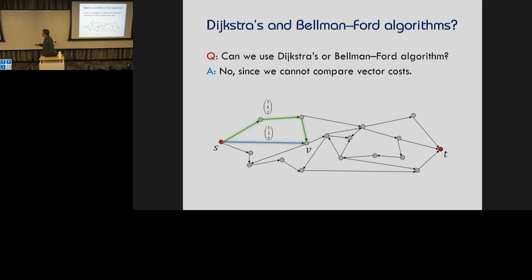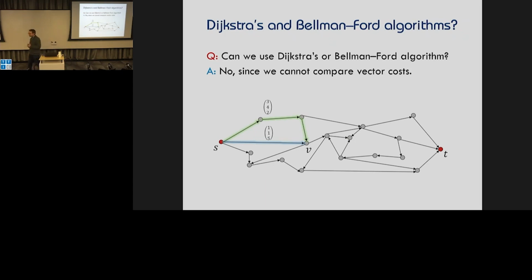And loosely speaking, the reason is as follows. So suppose that we are told that our shortest path from S to T visits some vertex V. And further, we consider two possible ways of getting from S to V, let's say along this path and along this path. Now, if the costs of these paths were just real numbers, we would compare these two costs and choose the cheaper one. That would be easy. But in the vector case, the costs of these paths are vectors, let's say this vector and this vector, and we don't really know which one of them to choose.